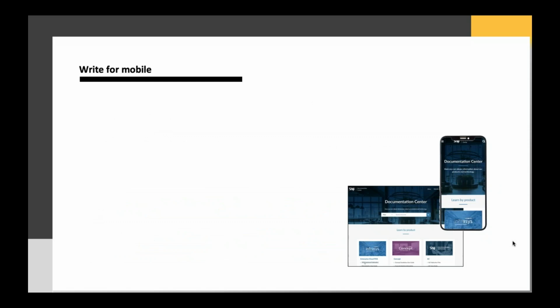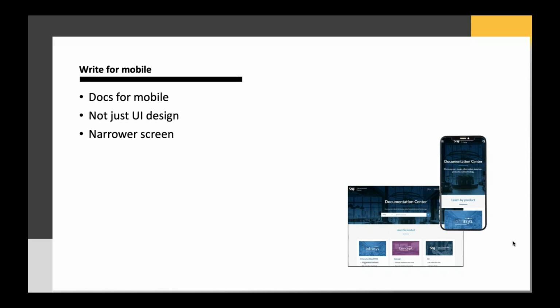Okay? There's also something else to consider, which is that if your analytics engine tells you that many of your audience are working on a mobile device, then there is such a thing as writing especially for mobile. It's not just about UI.